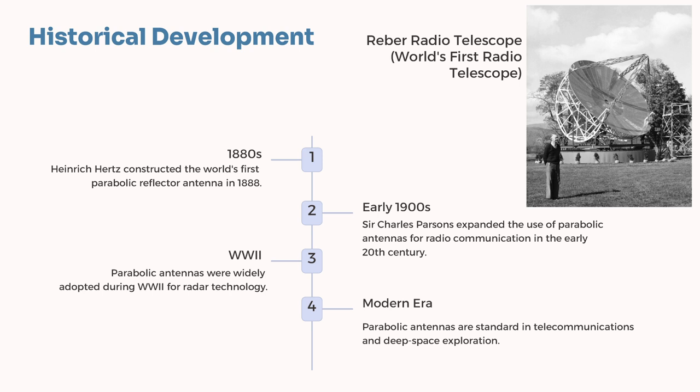Then came World War II. Parabolic antennas were widely adopted during this period, particularly for radar technology. Their ability to focus signals made them perfect for detecting aircraft and other objects, which was crucial for military operations. Today, parabolic antennas are a standard piece of technology in telecommunications. We see them everywhere, from satellite dishes in our backyards to massive radio telescopes used in deep space communication. They've come a long way and remain an essential tool in our modern world.